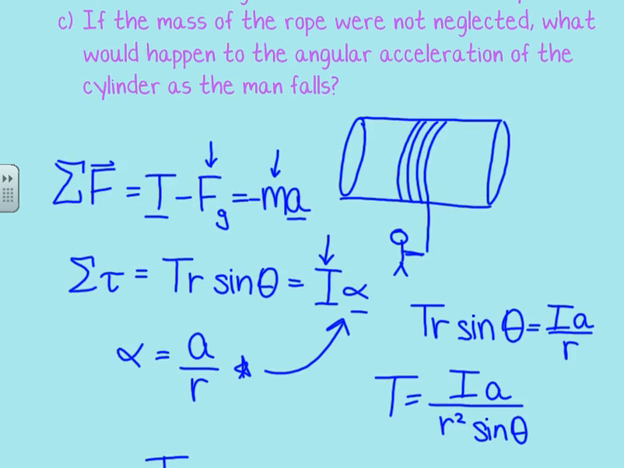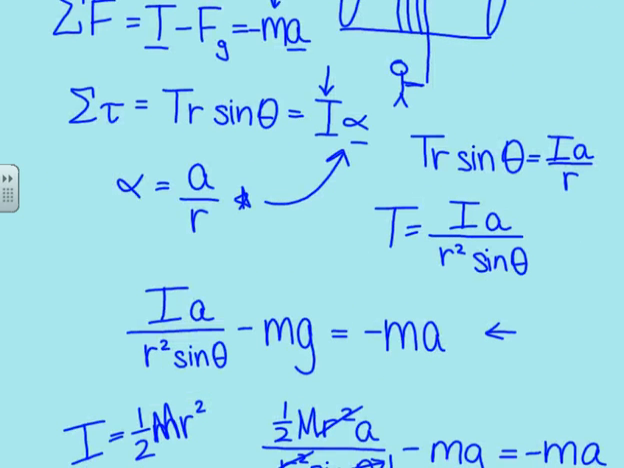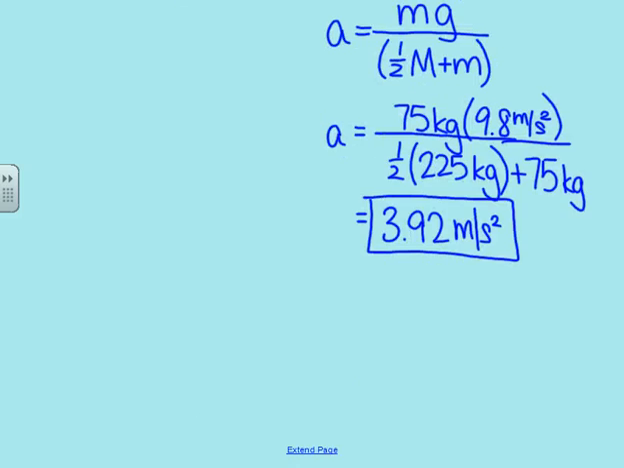Let's check out part B of this problem. What is the angular acceleration of the cylinder? Well, part B is pretty easy because all we need to do is plug in the acceleration we found and the radius into this angular acceleration equation that you find on the middle of your screen. So for part B, alpha is a over r.